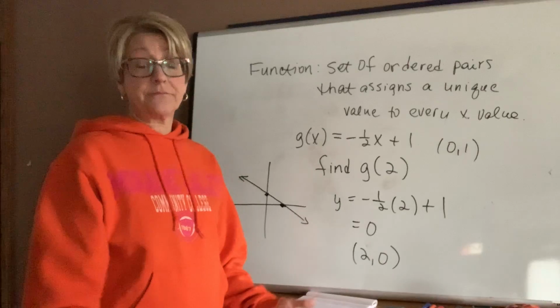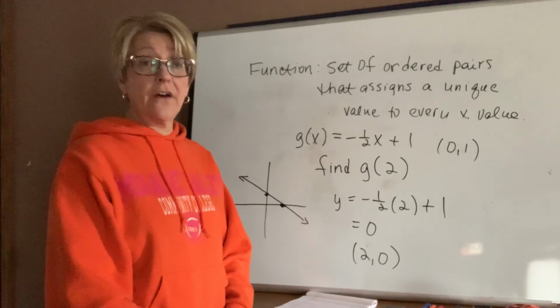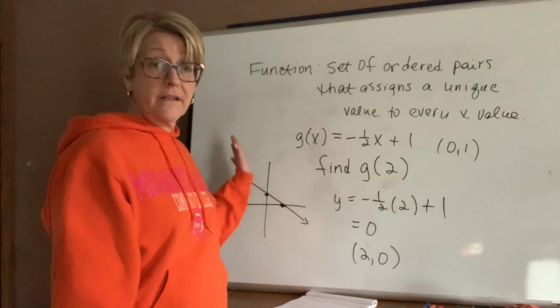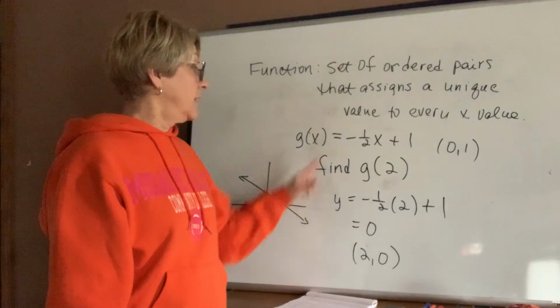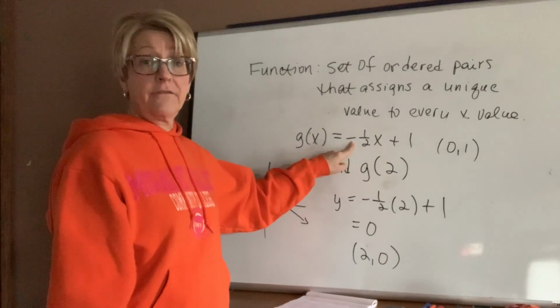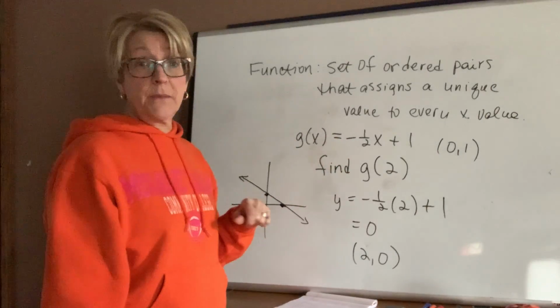And again, we verify mentally, just a quick check on ourselves. Look at how we graphed it. This line is falling, right? What does that tell me? In the equation, the slope is negative. So my picture matches what my equation tells me.